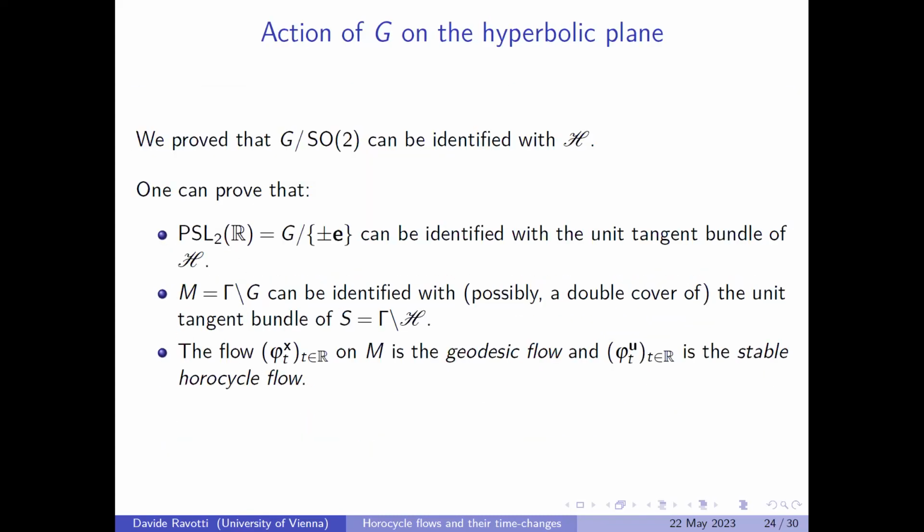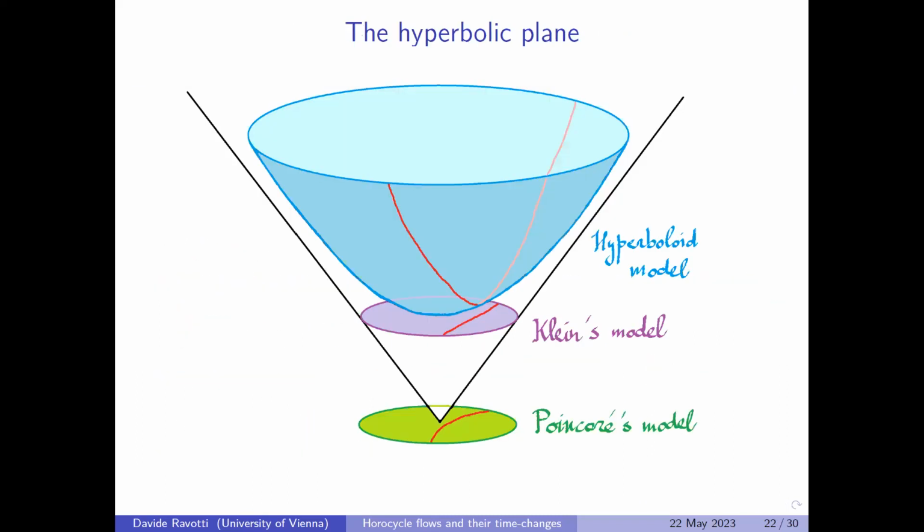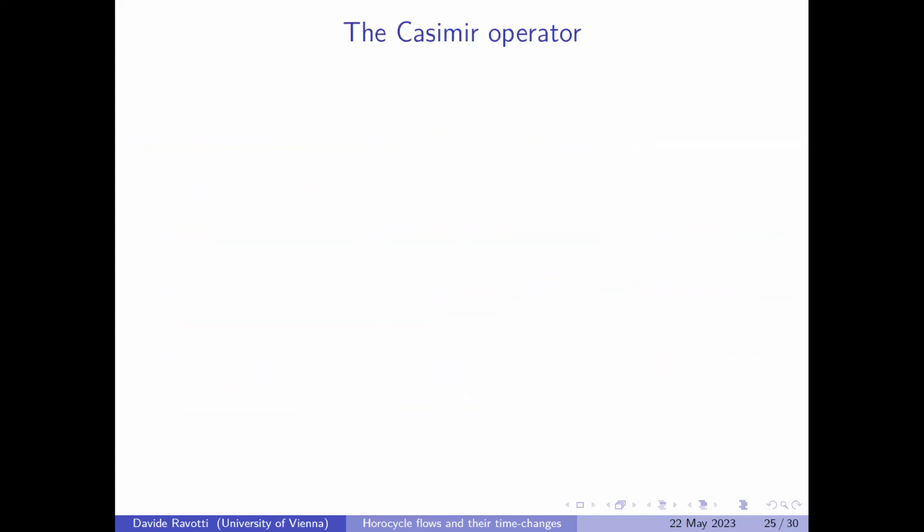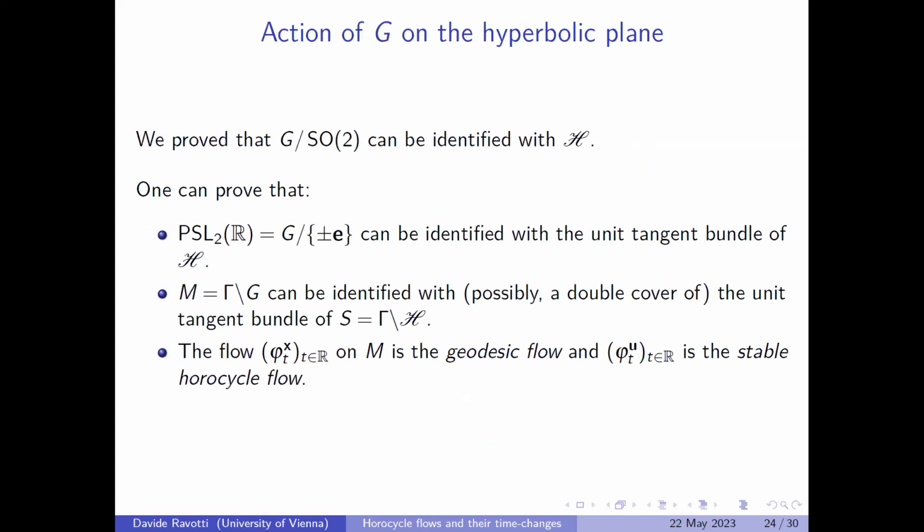And the protagonist of the rest of the course will be this flow here, generated by the element U, which was 0, 1, 0, 0. It corresponds to the stable horocycle flow, which geometrically corresponds to the, I didn't draw a horocycle here, but this horocycle would be the intersection of a plane whose normal vector is parallel to this cone with this guy here, and coincides with all the vectors whose geodesics at infinity converge to the same point. But maybe I'll say more about this next time, and I'll stop here and introduce the Casimir operator next time.